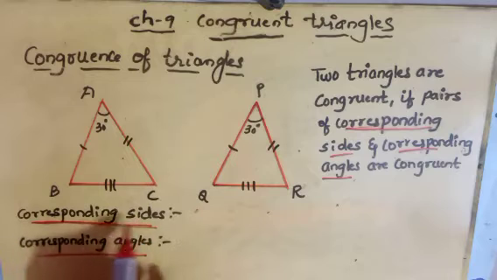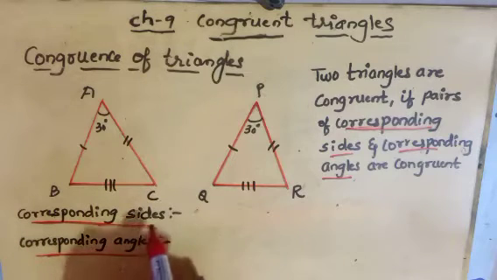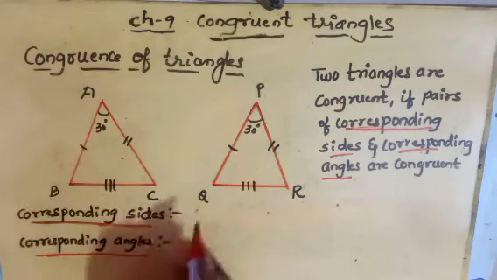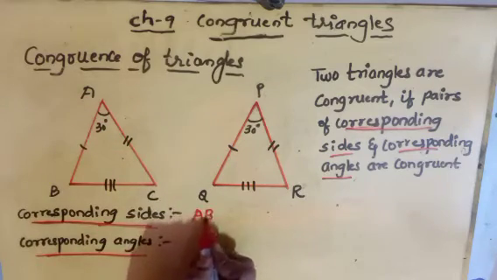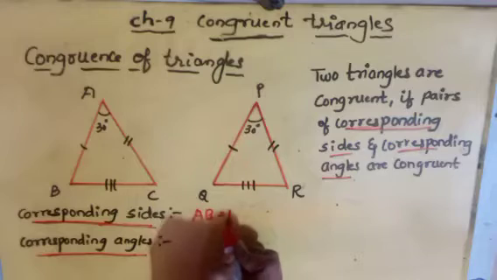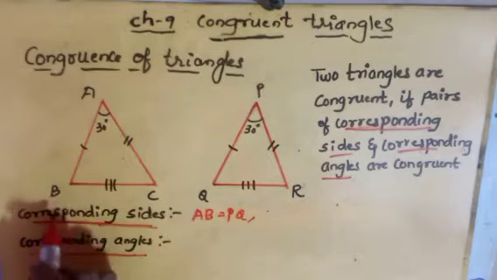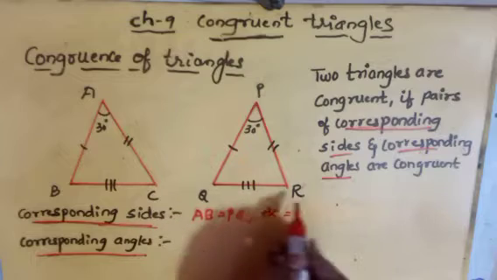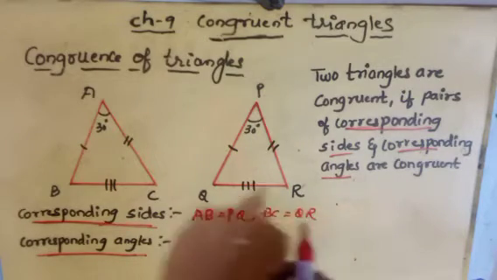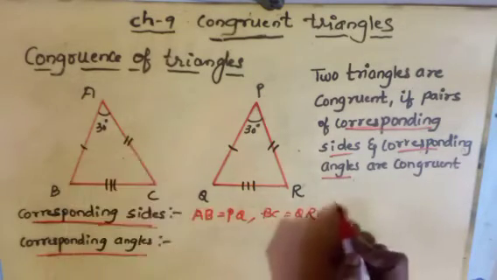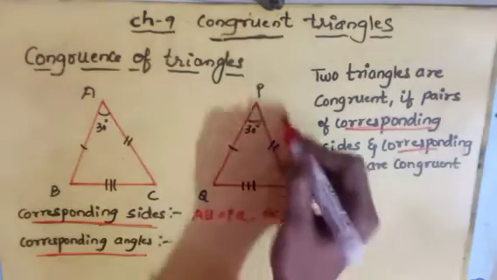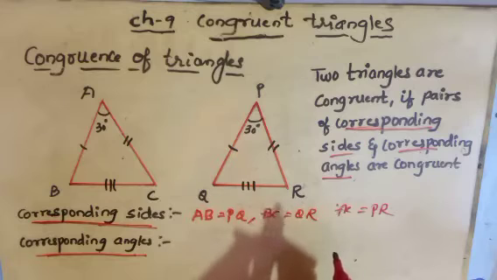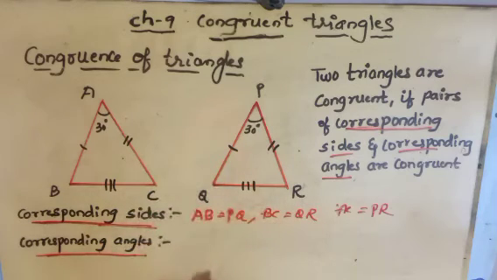Let me see which are the corresponding sides and angles. First, let us see the corresponding sides. The side AB is equal to side PQ. Next, side BC is equal to side QR. Next, side AC is equal to side PR. So the corresponding sides are equal in these triangles.